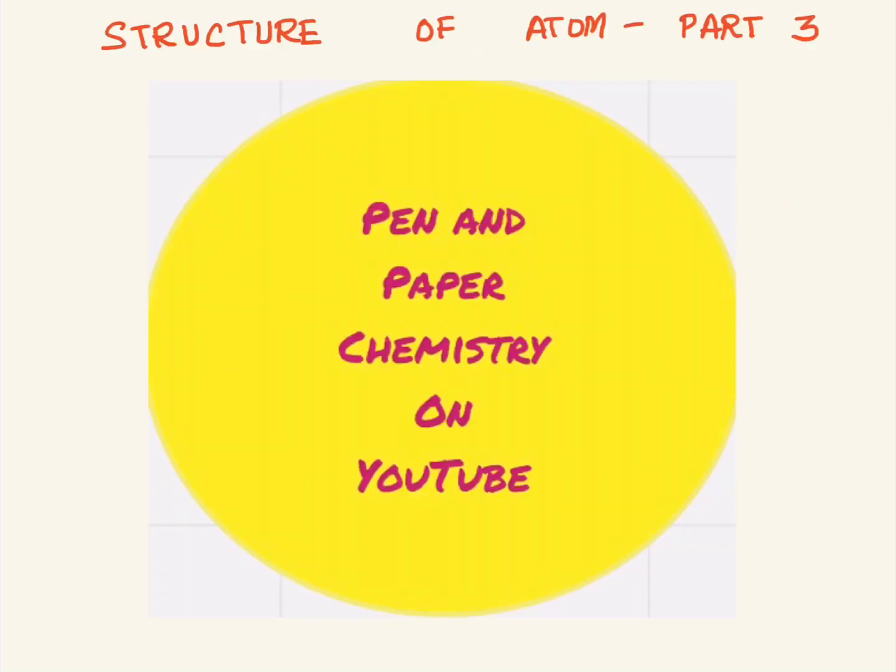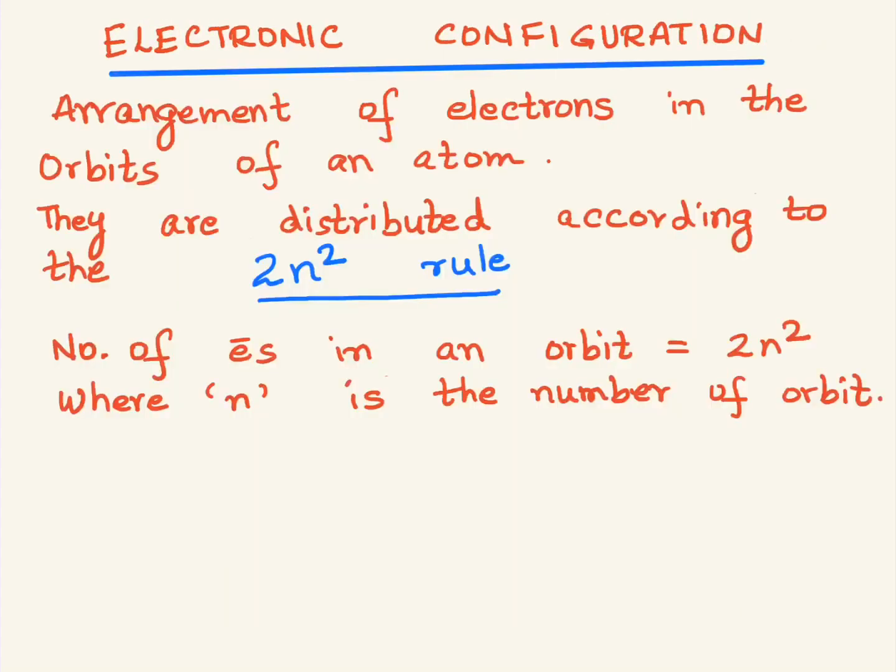Yes, this is part 3 of the topic structure of atom on the channel Pen and Paper Chemistry. Here I would request you to take out the charts that I had mentioned in the last video. And we are talking about electronic configuration. What do you mean by electronic configuration? As you can very clearly see, I have written the definition over here. When you arrange the electrons in an atom in the various orbits.